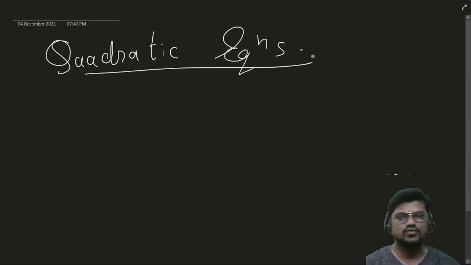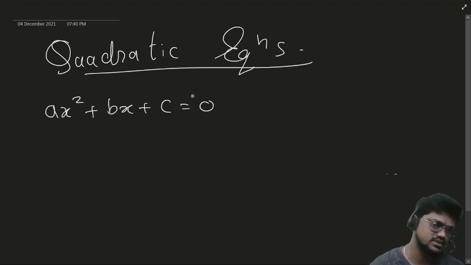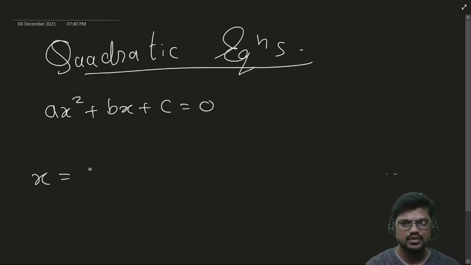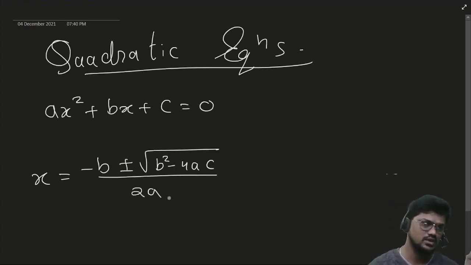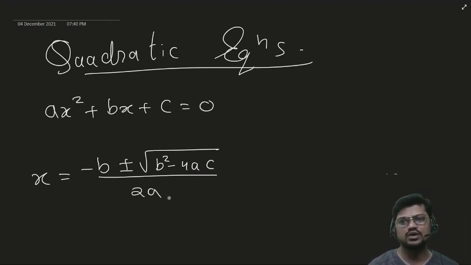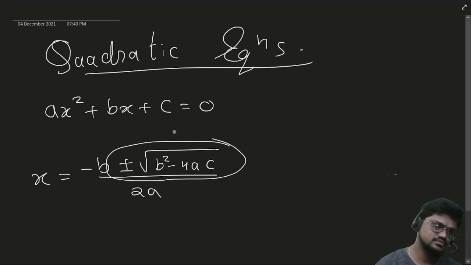If you have any quadratic equation, that is ax square plus bx plus c equals 0, this is a quadratic equation, right? So if you want to find the roots, what is the formula? Minus b plus minus under root of b square minus 4ac upon 2a. This is the formula to find the roots of a quadratic equation, right? The roots will change or not change or be equal, depending on this value, the discriminant, right?